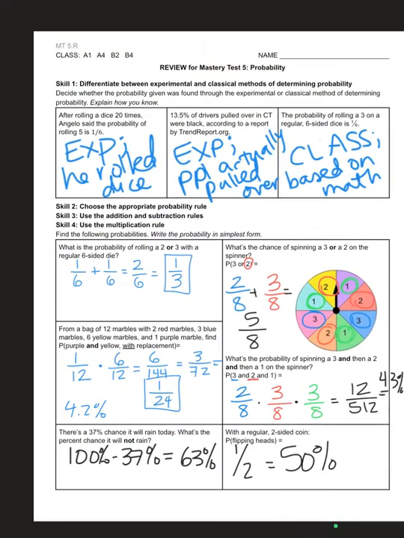So if you haven't done so yet, go ahead and pause and try the front side. If you already have, great. Here are the answers to the front.